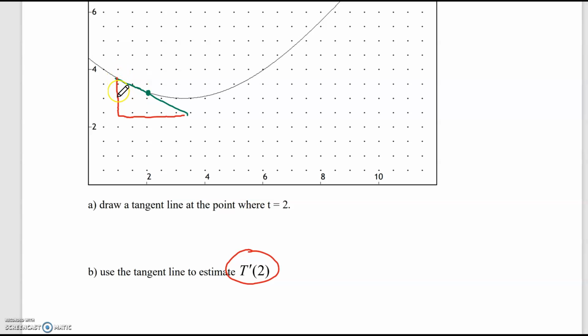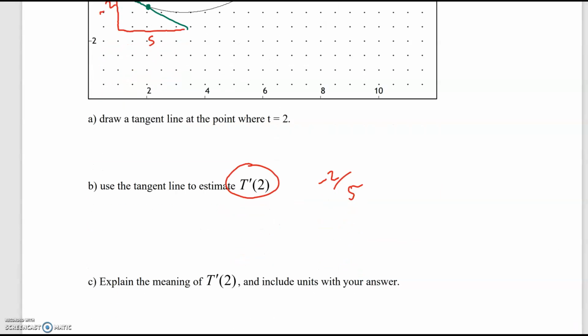You could say, roughly speaking, it goes down 2 and 1, 2, 3, 4. It goes over 5. So negative 2, positive 5. So like, negative 2/5, negative 1/2. I was pretty lenient with your answer, as long as you had a negative something that wasn't too steep.